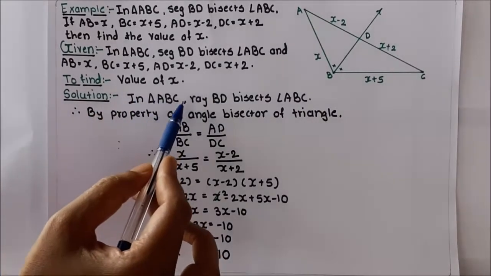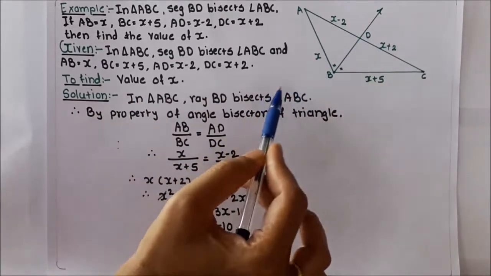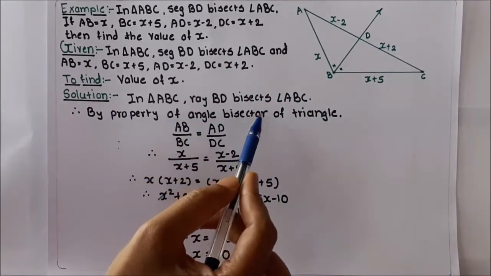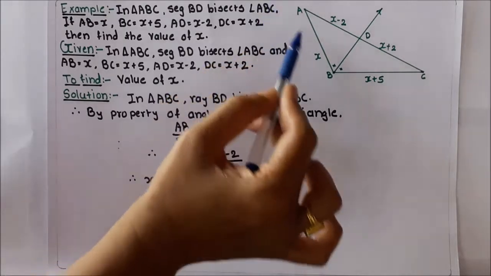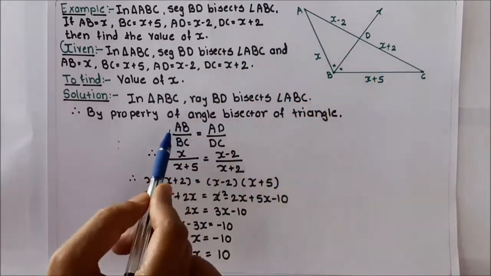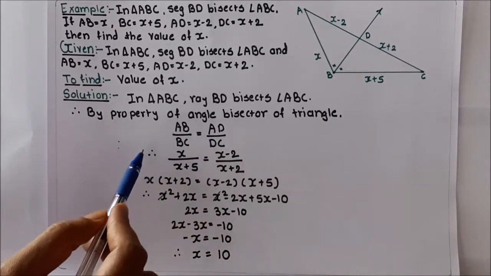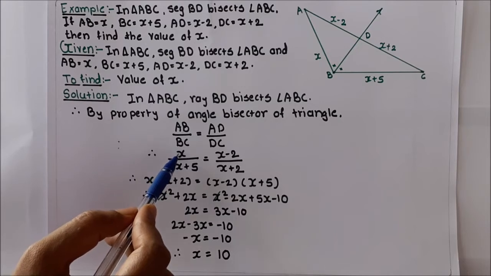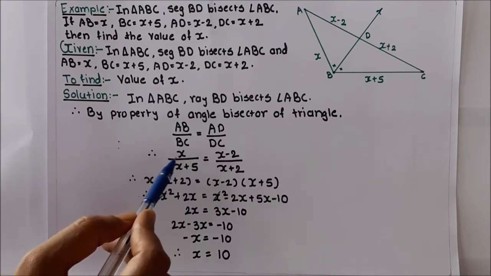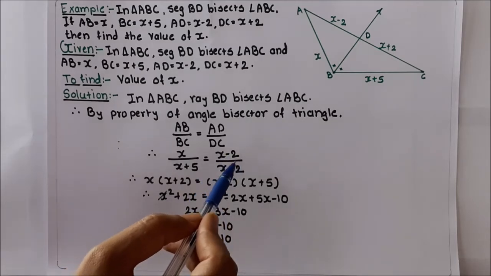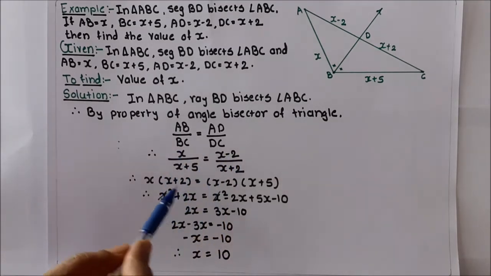Now in triangle ABC, ray BD bisects angle ABC. So by the property of angle bisector of the triangle, AB upon BC is equal to AD upon DC. It is written here. Now we are going to replace each one with the values. Instead of AB we will write x, upon x plus 5, is equal to x minus 2 upon x plus 2. This is one equation. Now we will solve it.